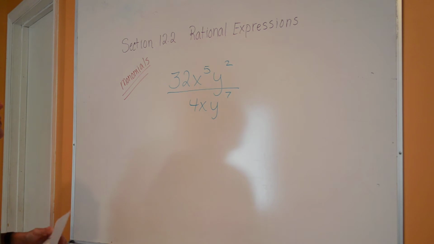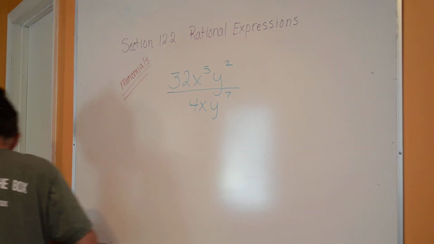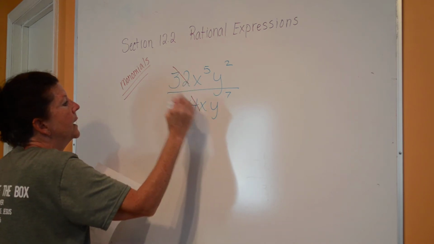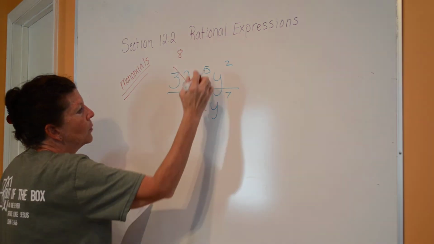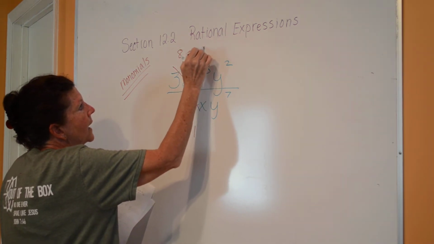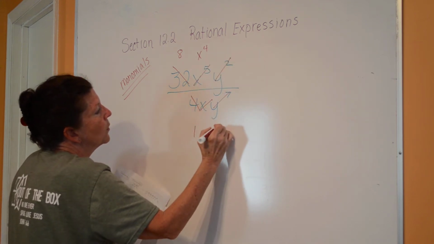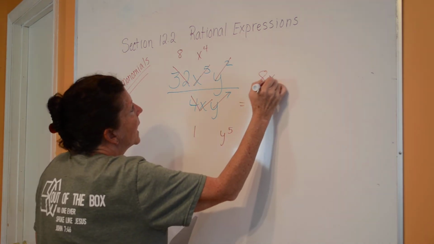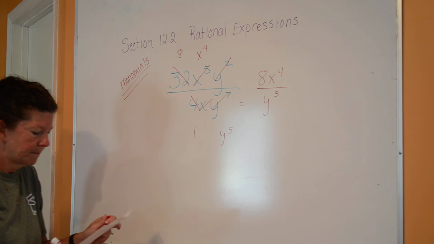All right, you're going to reduce this. Let me change the color here. So you're going to divide both by 4, so that's going to be an 8. This is going to be a 1. This is going to be an x to the 4th. That's going to go away. This one's going to be a y to the 5th. So what you have left is 8x to the 4th over y to the 5th.